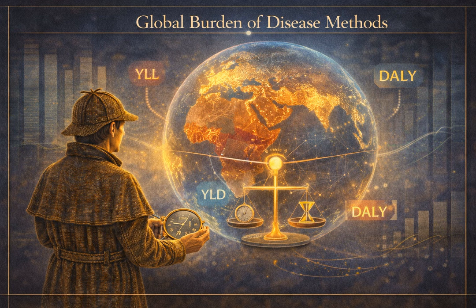Imagine a large bathtub. The water flowing continuously from the faucet into the tub is your incidence, the new cases occurring. And the water currently sitting in the tub is your prevalence, the existing cases. Right. And the water draining out the bottom represents either remission, where people get cured, or mortality, where they die.